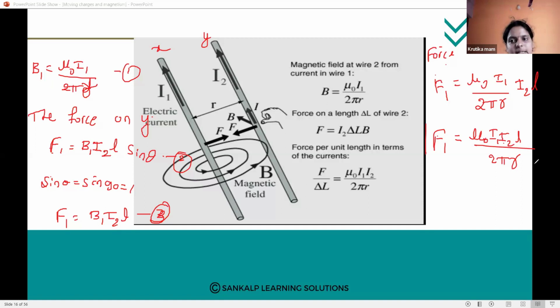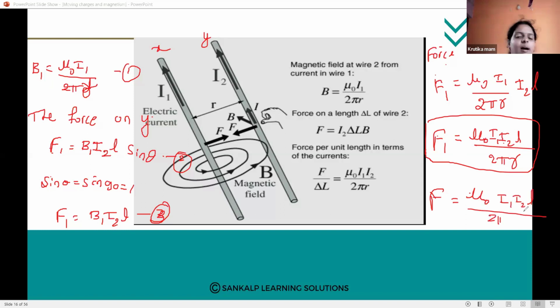So this is the expression for force. Here we have derived it for the X conducting wire. For the Y conducting wire also the same comes. So in general, what we can write is that the expression for the force is mu naught I1 into I2 into L divided by 2 pi R. Okay. So this is F, the force between the two parallel current carrying conductors.